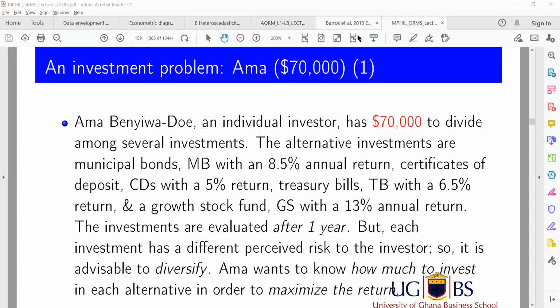Now, in this context, how many decision variables do you think we have here? Just type the answer for me. How many decision variables do we have here? That one is a very easy question. How many decision variables are there? Okay, very good. 4.